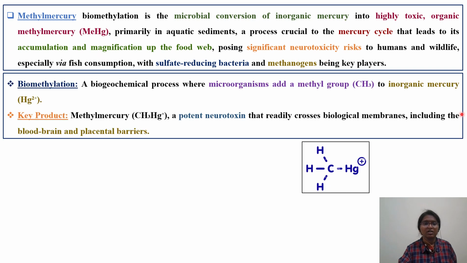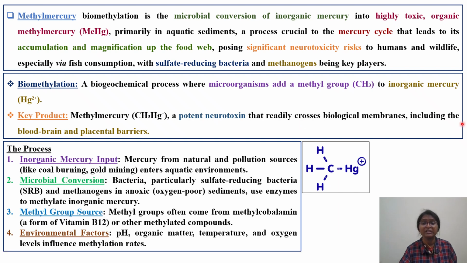So let's see what biomethylation is. It is a biogeochemical process where microorganisms add a methyl group. A CH3 group is added to inorganic mercury, Hg2+. The key product, methyl mercury, is a potent neurotoxin that readily crosses biological membranes, the phospholipid bilayer, including the blood-brain barrier as well as the placental barrier. That is why methyl mercury causes fetal toxicity and CNS toxicity, because of its lipophilic nature.